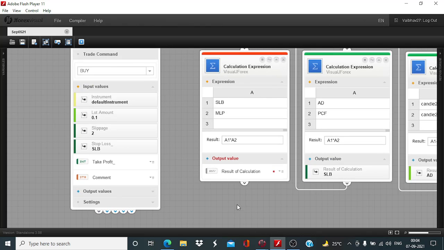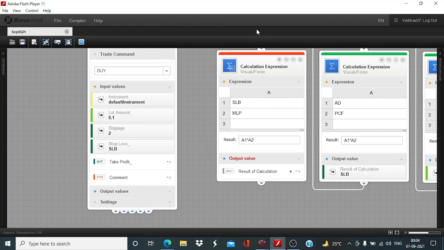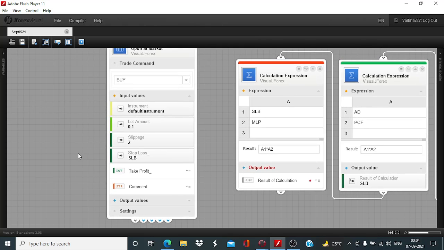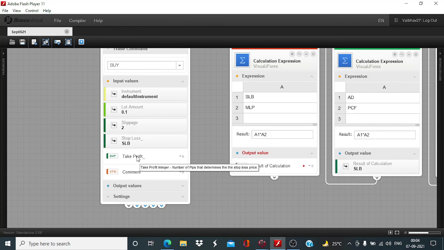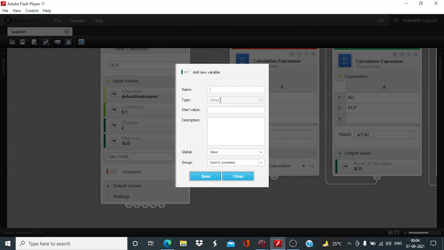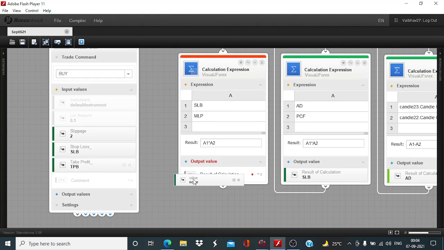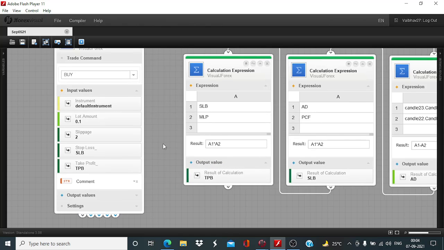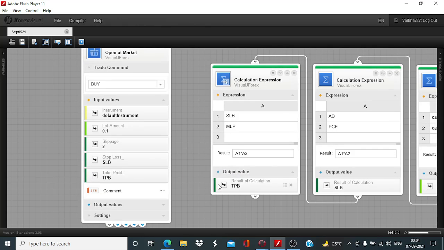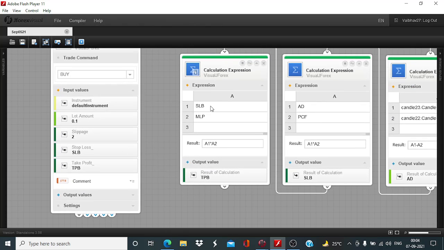And again, same thing we have to remember. If you create a new variable in this block, then it is going to be of the double data type, and the trade command block takes the value only in integer data type. So we have to be careful here, and while defining this variable, we have to pay attention to the data type. So now this variable is of integer data type, and we have assigned it to this calculation.